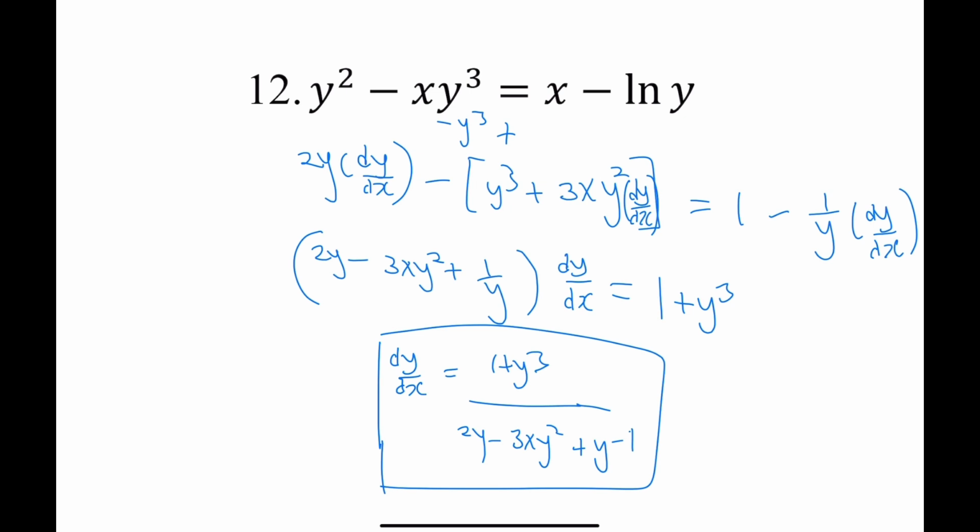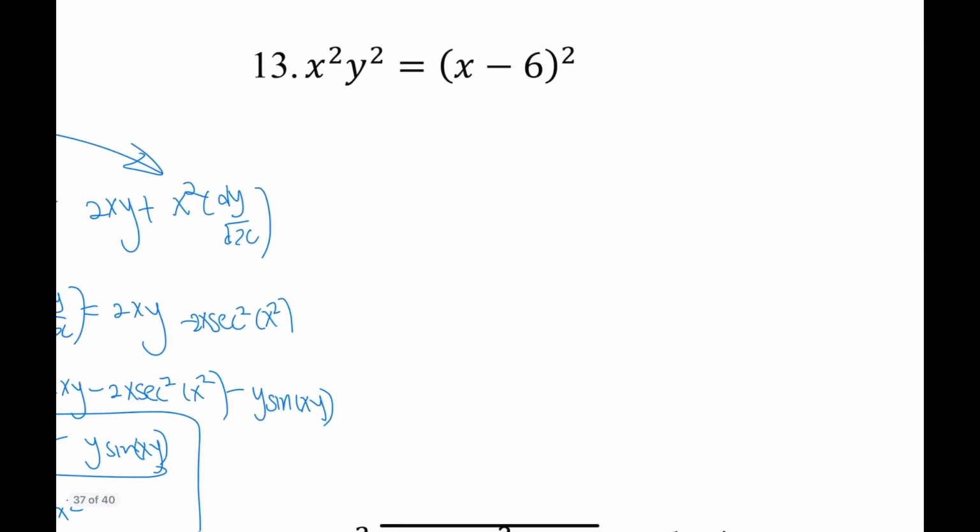Since we made some mistakes, let's just try to check back to see if we did things right. So, y to the third plus x, okay, y to the third plus 3xy second dy dx. Okay, and then 1 minus 1, okay, got it. Alright, I think we're good. Let's go to number 13.